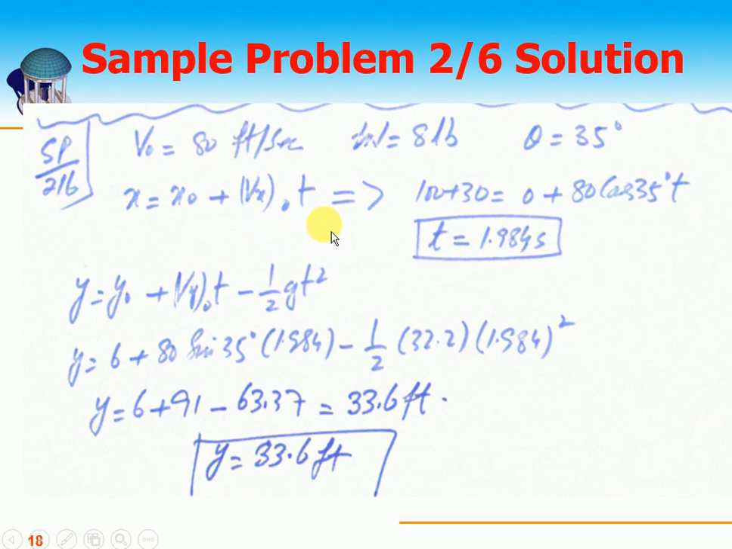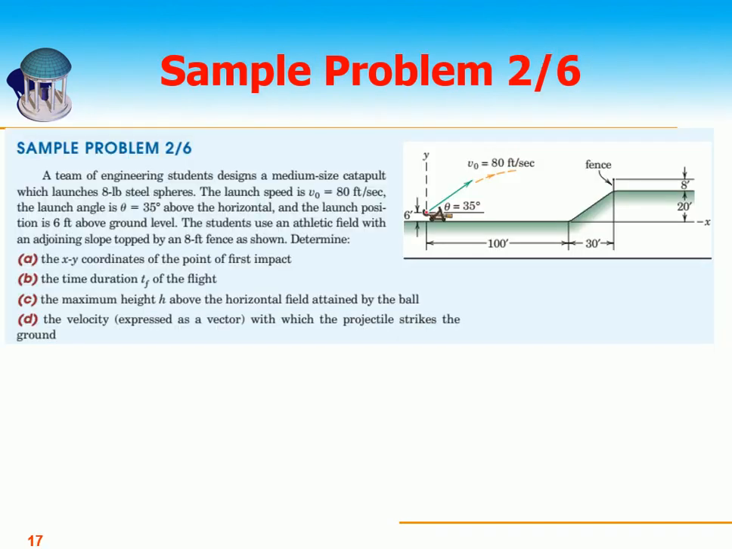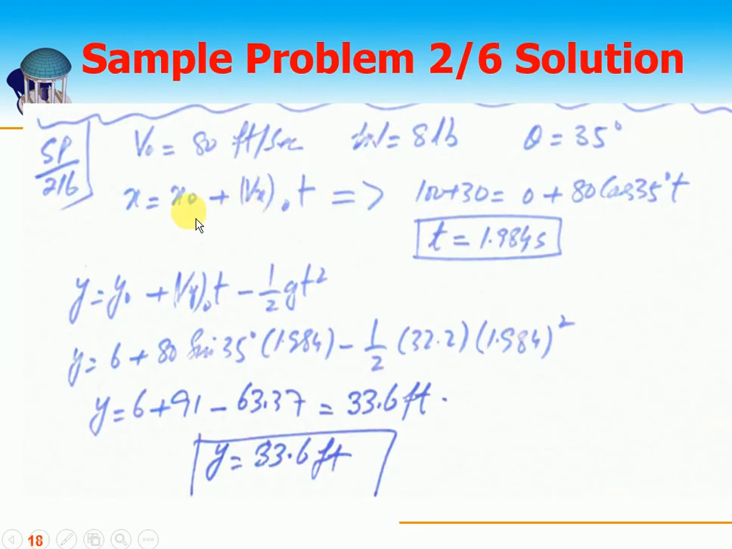x is equal to vt, because here if there is an initial distance, then we will add. So here x is basically 100 plus 30. This is the initial hit, right? So this is 130, initial is 0, so this is 80 cos of 35 t. This is the time it takes to hit that particular point the first time.